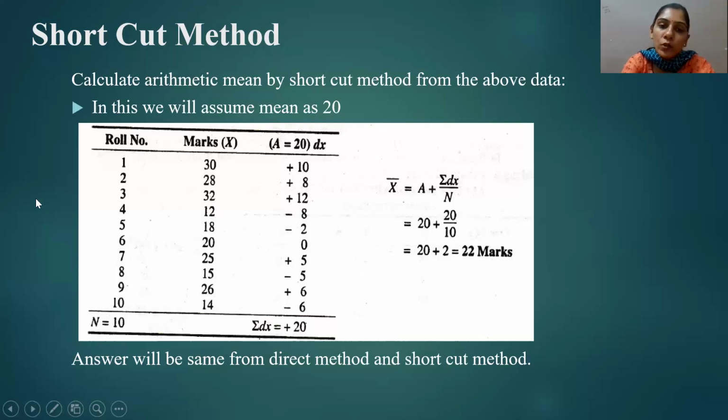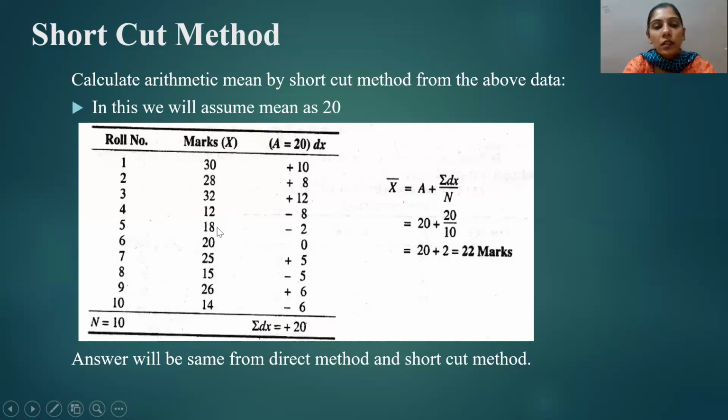If your value is coming in negative, then you have to show that value with a minus sign. If it is a positive value, then you will show it with a plus sign. Basically, it helps in doing further calculation, and it will be very helpful when we calculate sigma dx.